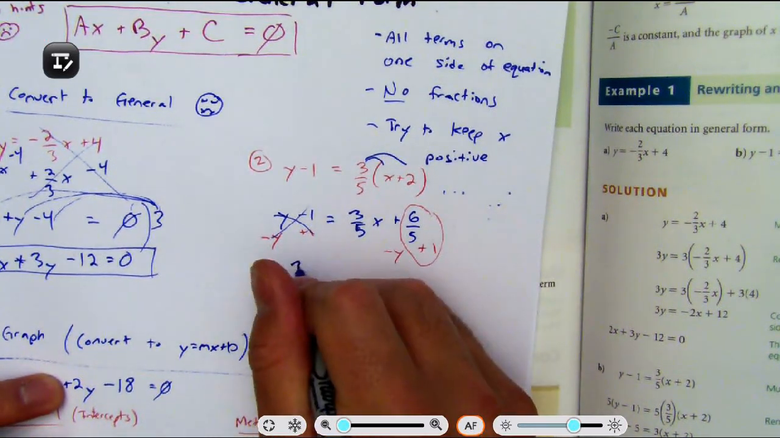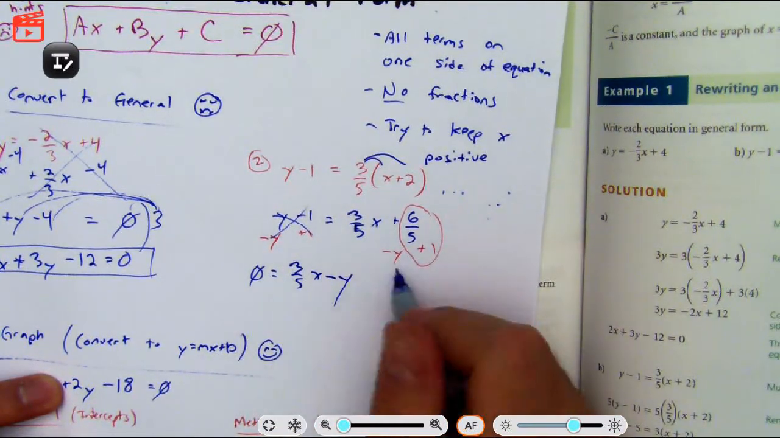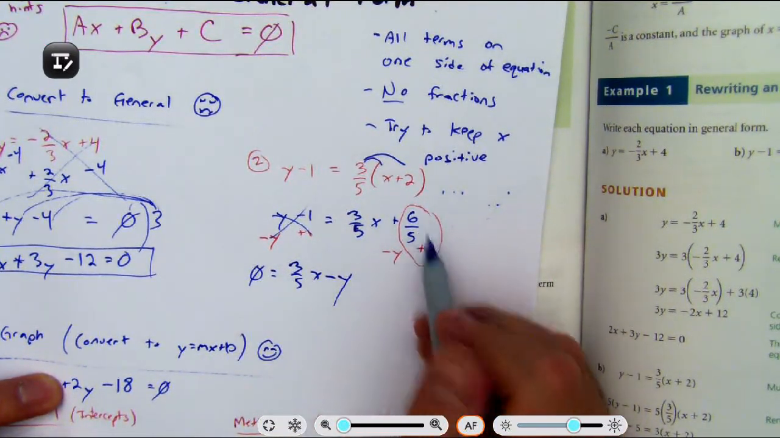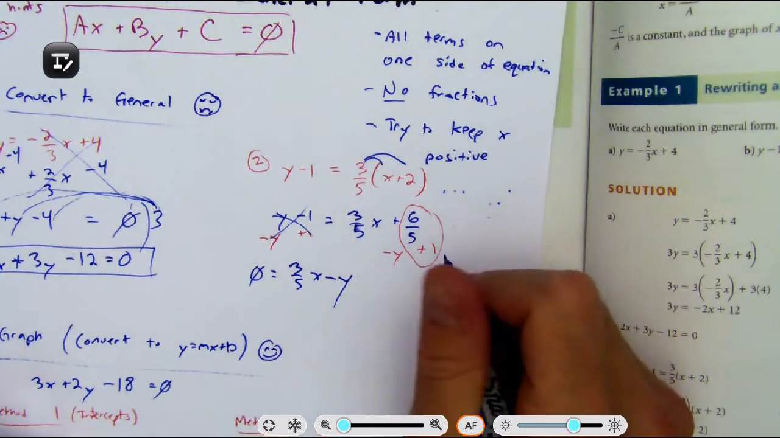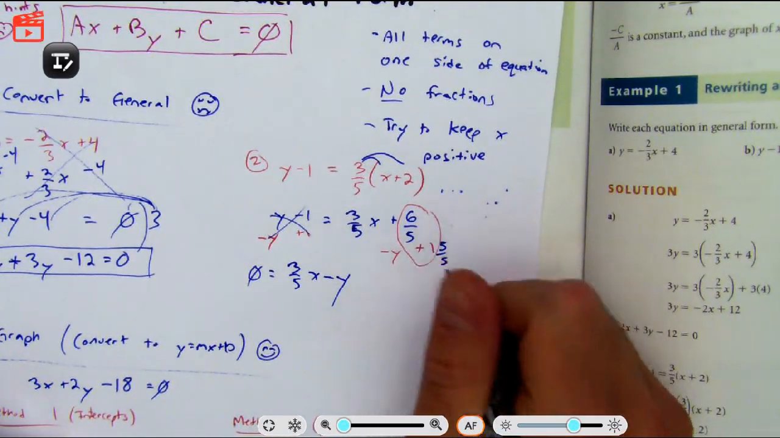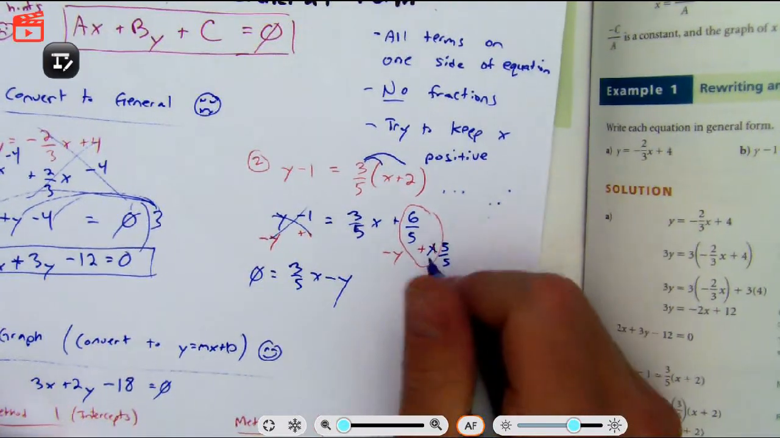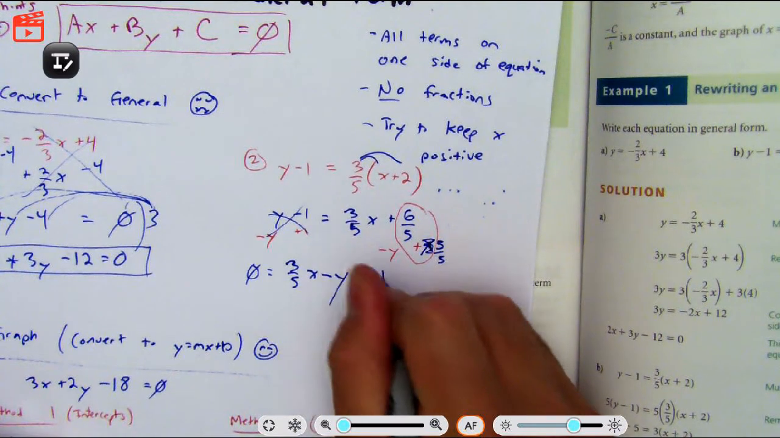The right side has your 3 over 5x. Your minus y would go next, no like term with that. But the 6 over 5 and the 1, both are like terms, right? They're both just numbers alone. They're constants. So would you agree 1 is the same as 5 over 5, right? So it's really 6 over 5 plus 5 over 5. Let's cross that out. And that would give you 11 over 5.